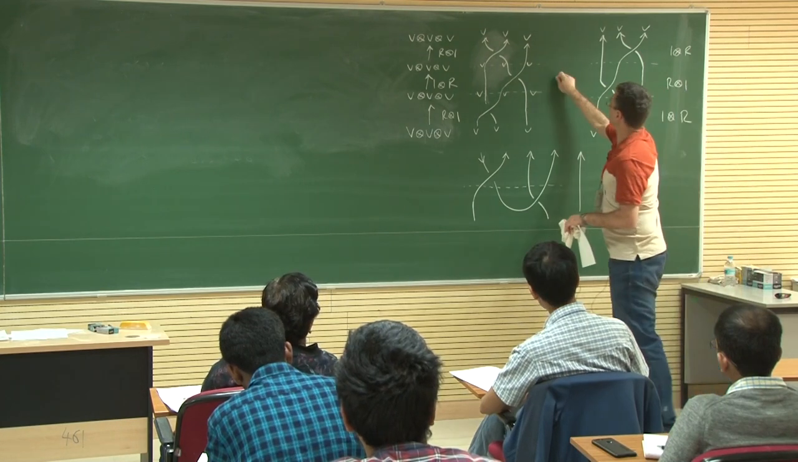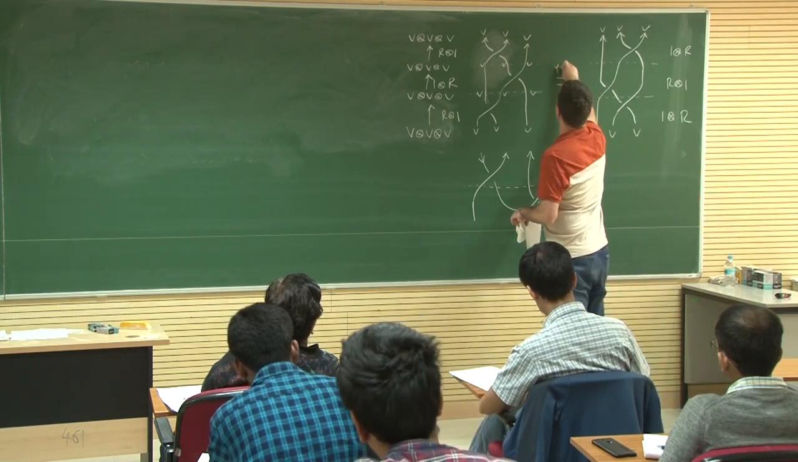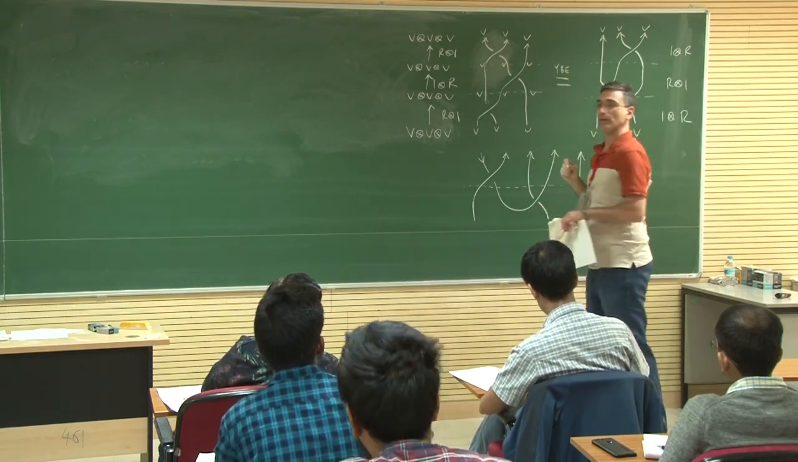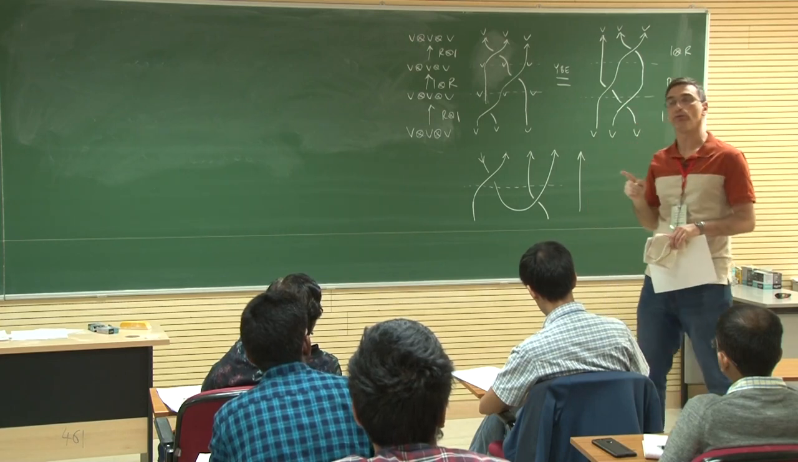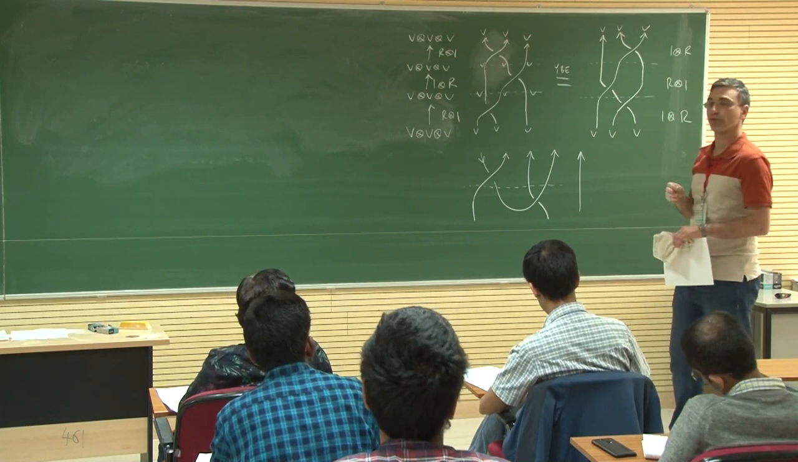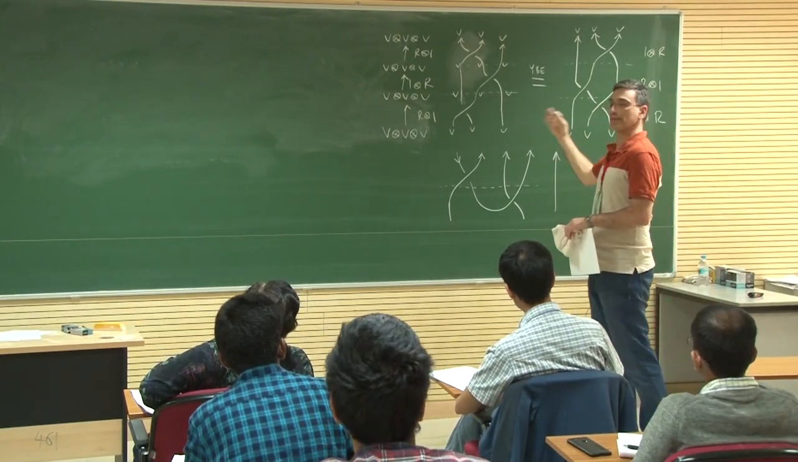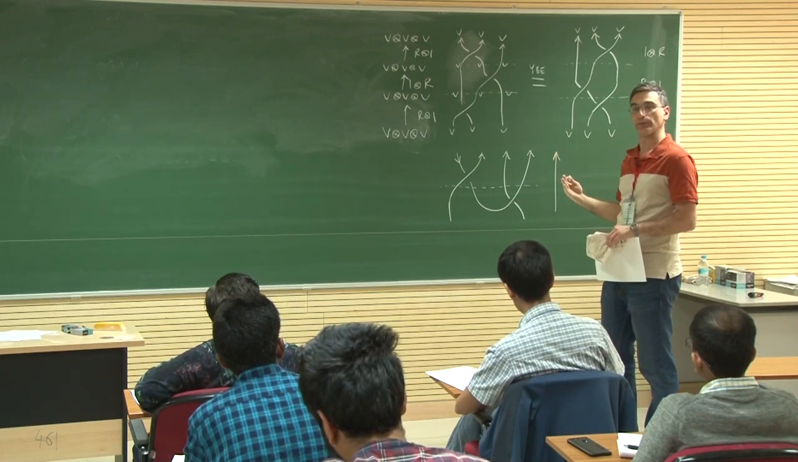So the statement that these are equal, that's the Yang-Baxter equation, is a Reidemeister 3 move. You can see these diagrams are equivalent by a Reidemeister 3 move. And the Yang-Baxter equation with this interpretation is exactly a Reidemeister 3 move.